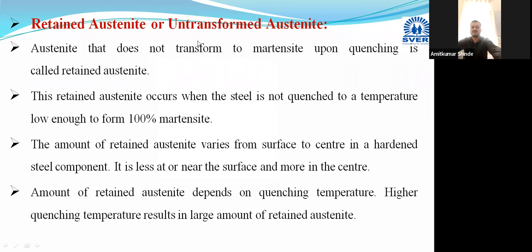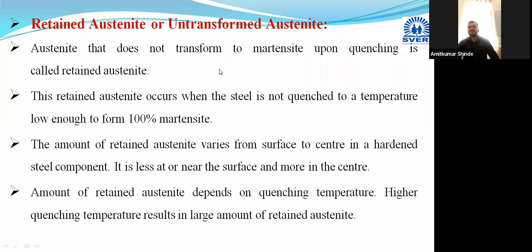Start this point. Okay, now this is the next point, and that is retained austenite or untransformed austenite. Okay, now what is the meaning of this retained austenite or untransformed austenite?